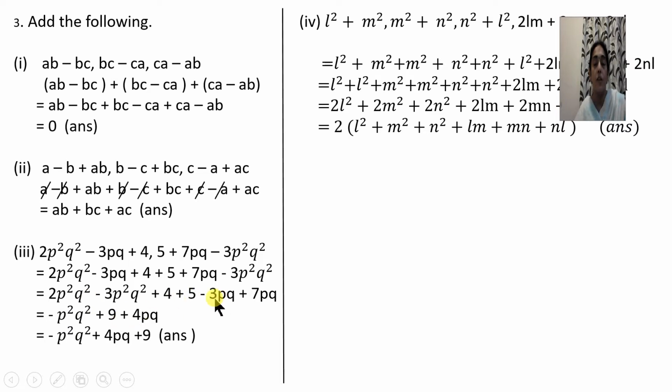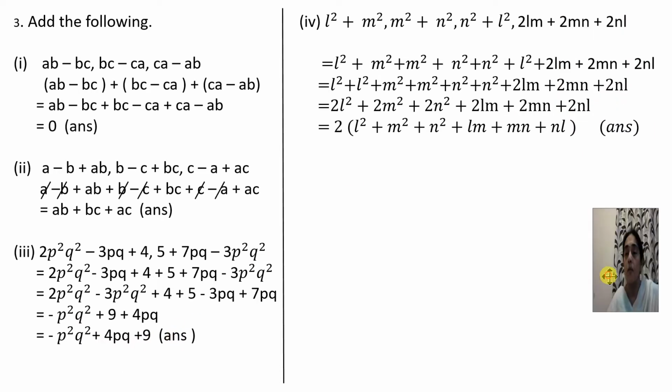Now, here it is minus 3 and plus 7. Signs are different, so you subtract. 7 minus 3 is 4pq. Sign of the bigger number, which is plus, so plus 4pq. Now I will arrange them according to their powers. Here: p square q square plus 4pq plus 9. So this is the answer.